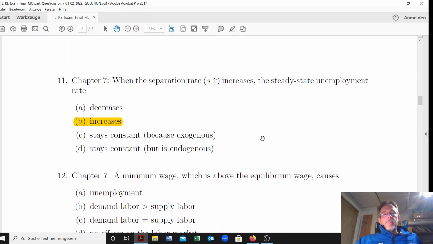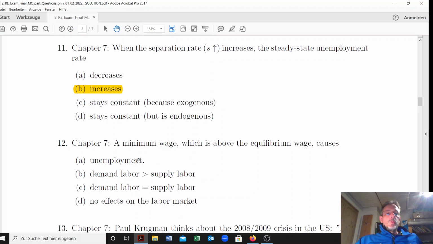A minimum wage which is above the equilibrium wage will cause unemployment. So when the minimum wage is higher than the equilibrium wage, labor demand will decrease, and maybe also labor supply will increase because the minimum wage is higher, and then unemployment is created.